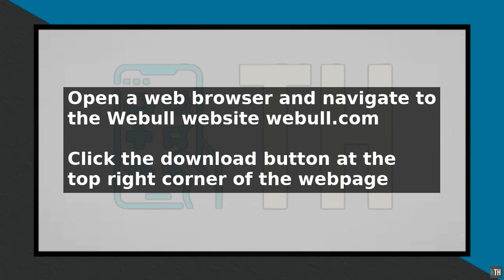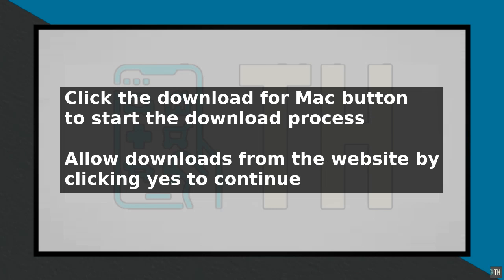Clicking on this button will redirect you to the Webull download page. On this page, you will see a button that says Download for Mac. Click on this button to start the download. As the download progresses, you may see a prompt asking if you want to allow downloads from this website. Click Yes to continue the download. Once the download is complete, a .dmg file will be saved to your Mac's Downloads folder.